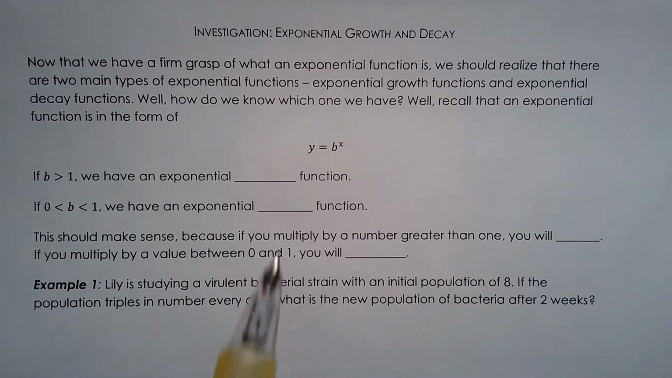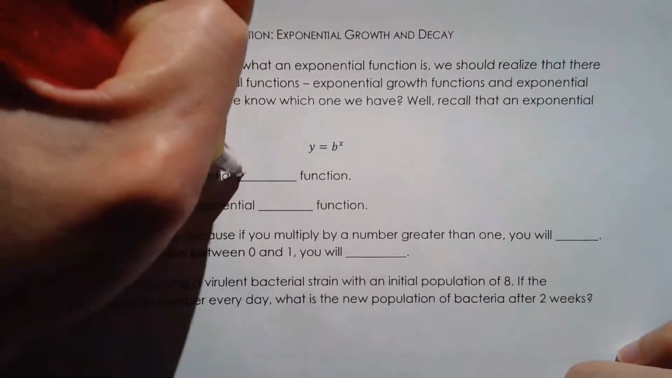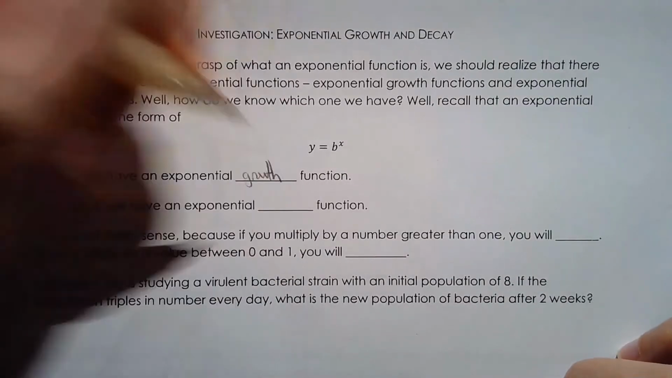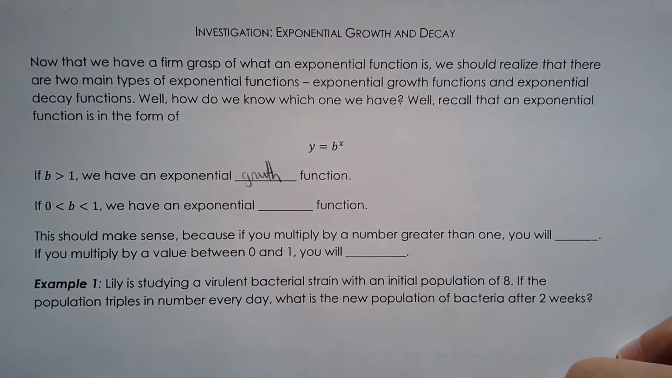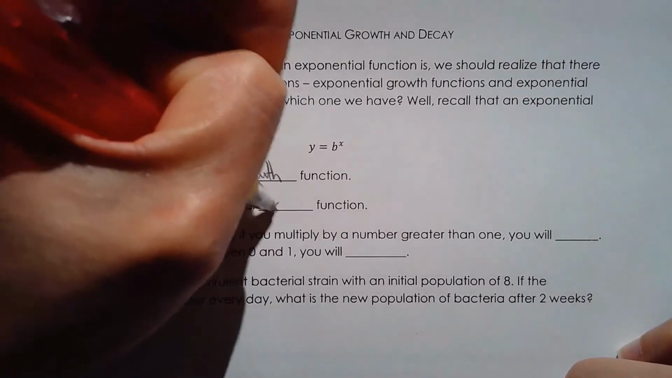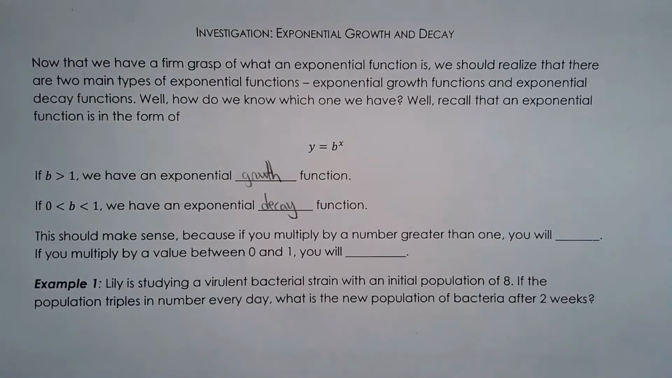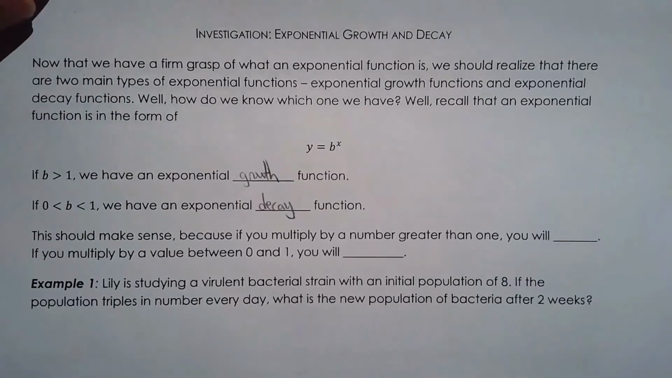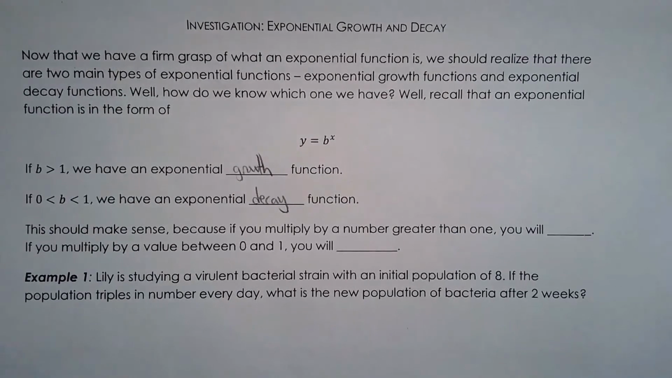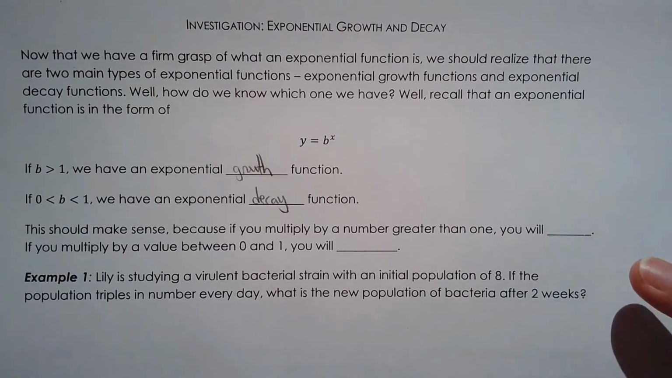When we studied exponential functions, we said that if b is greater than 1, we have an exponential growth function. If b is between 0 and 1, you have an exponential decay function. And that should make sense because if you multiply by a number which is greater than 1, you will increase in magnitude.